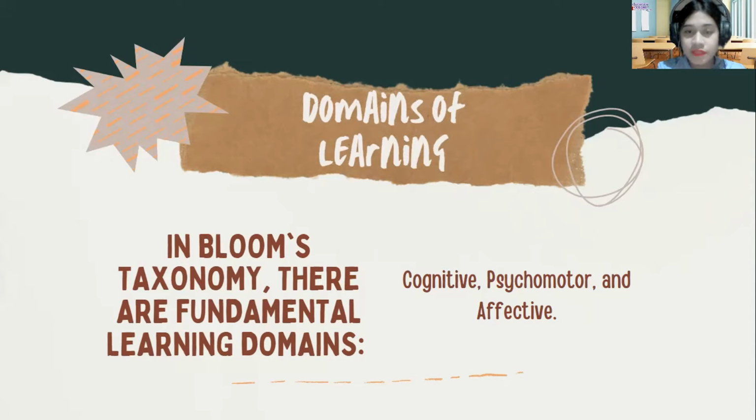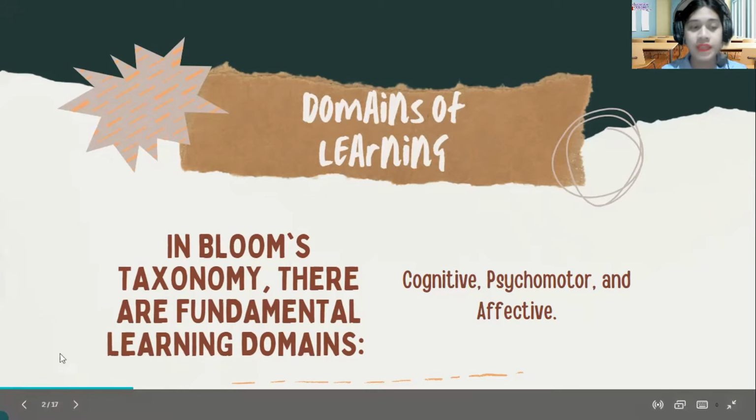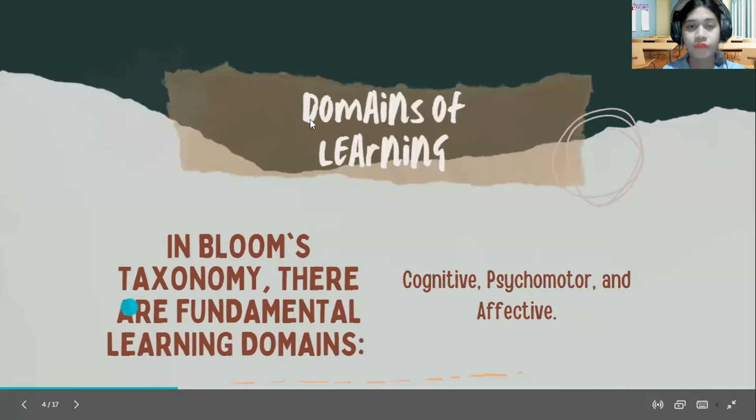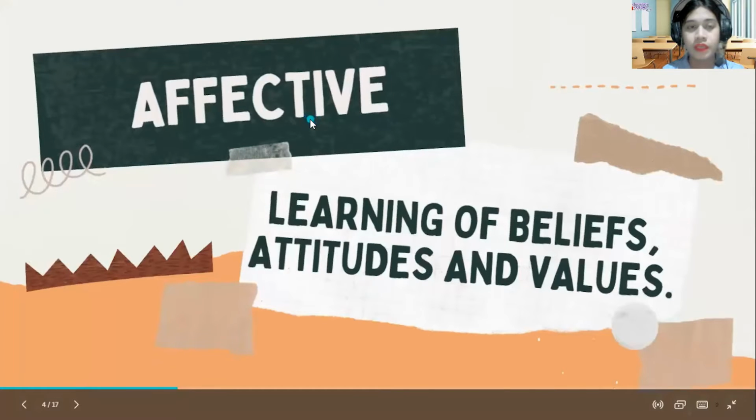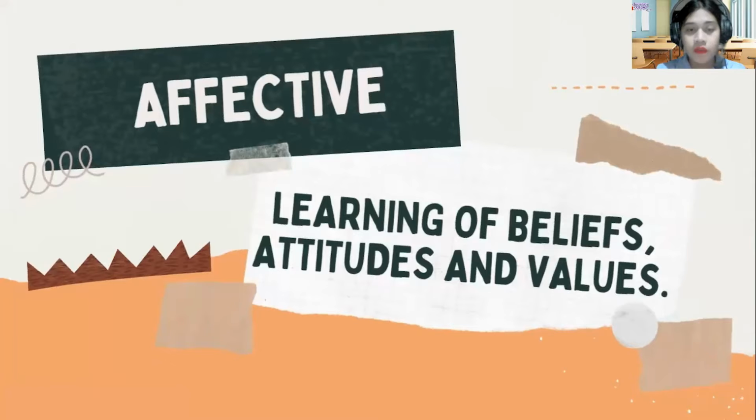As you can see on the screen, there are 3 fundamental learning domains, and it consists of cognitive, psychomotor, and affective. And for the next slide, the first fundamental learning domain is affective.